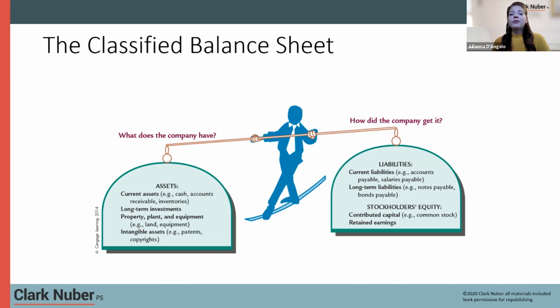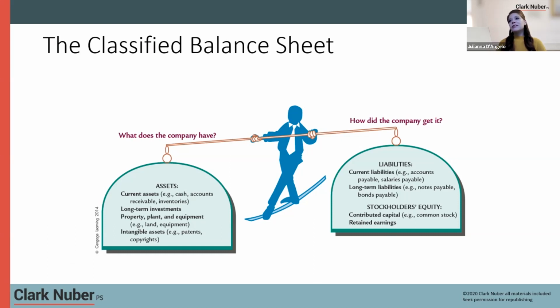So for a classified balance sheet, what does the company have, right? Versus how did the company get it? So the company would have current assets, long-term investments, property, plant, and equipment, and some intangible assets, and we'll go over those. And then the liabilities would be current liabilities like your AP, your accrued salaries payable, or long-term liabilities, which are notes payables and bonds payable.